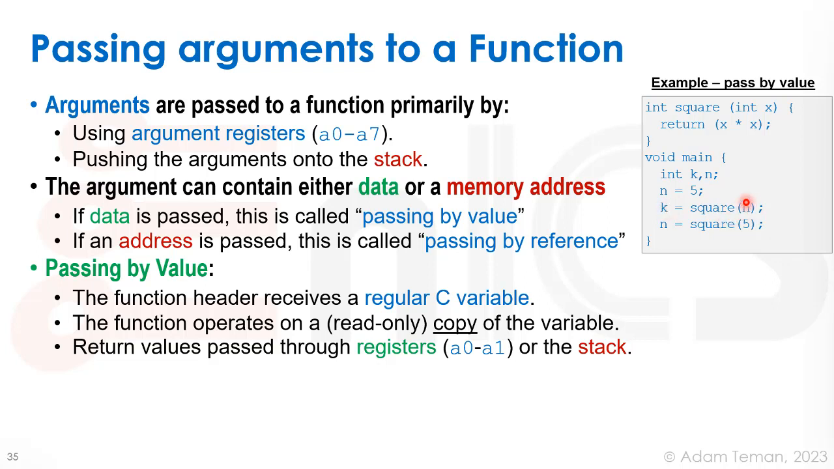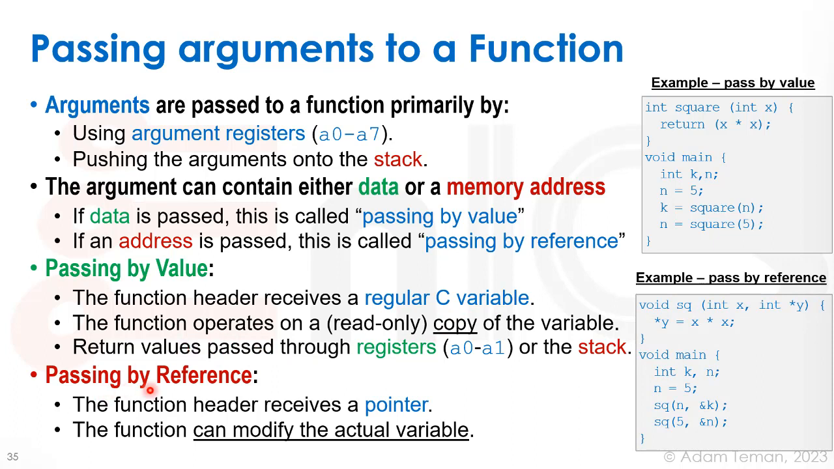But we didn't change n. And same over here, n is going to get square of 5. We can actually pass, no problem, some sort of constant, because it's just going to make a copy of it over here, use that constant, and return it. That is called passing by value. Again, it's making a read-only copy and passing it to the function.